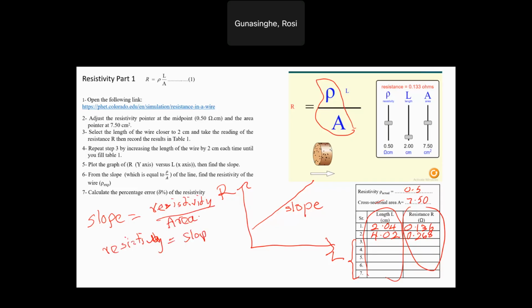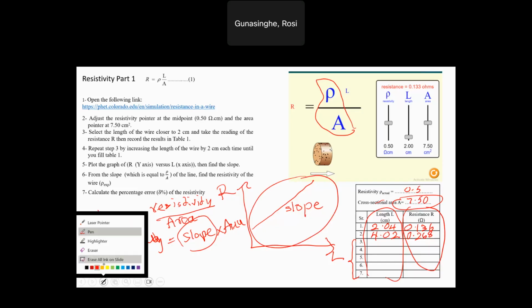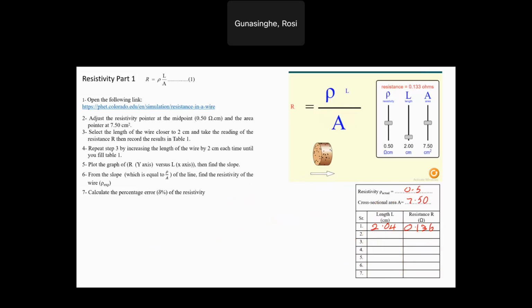Slope times area is the resistivity. So area is already here. Slope, you can get it from the graph and calculate the resistivity. Now, once you have the resistivity, make sure to have your values in the proper units. Once you calculate the resistivity, that is your experimental value. This is the actual resistivity. This is the theoretical resistivity.